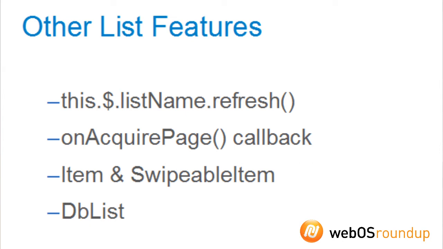On acquire page is when you're using paging. You can actually set it up to look ahead for different pages to call a web service. He doesn't actually go over that in the code, so it's there. And you have two different kinds.